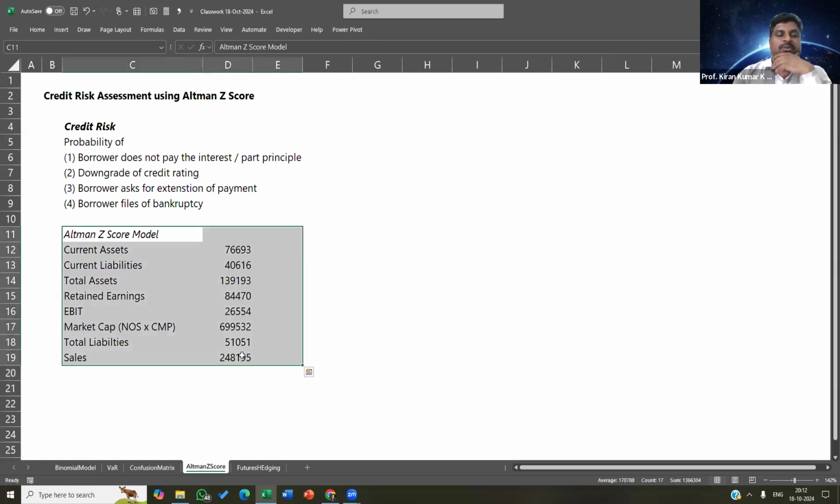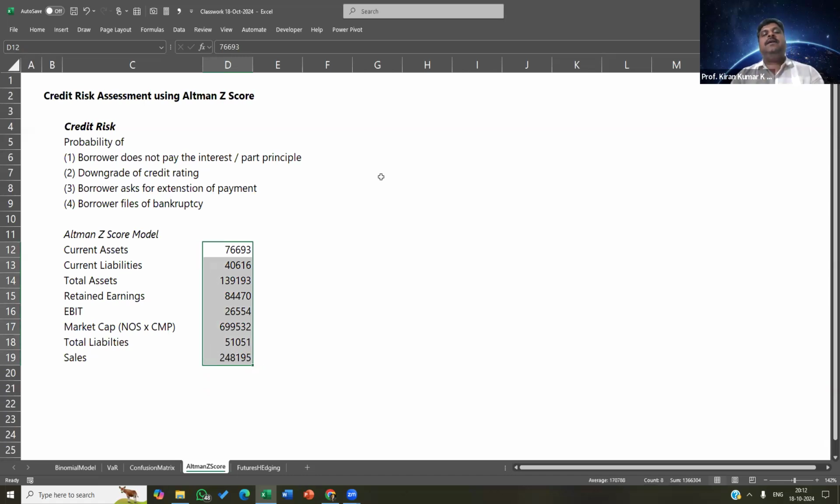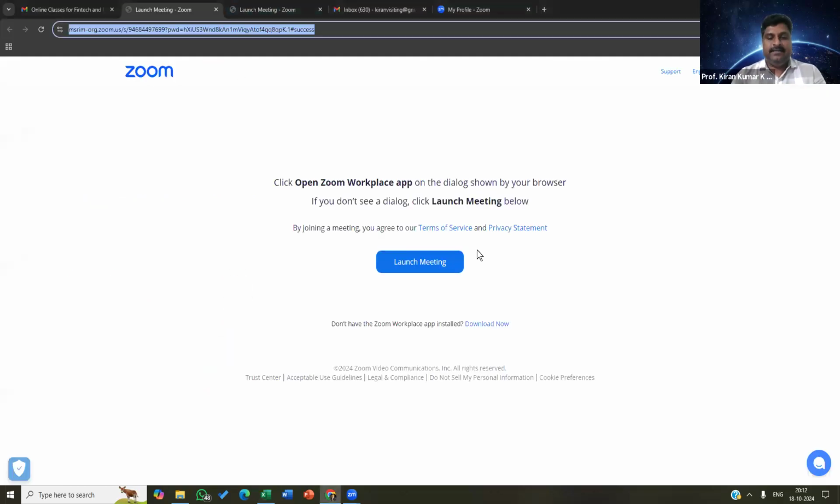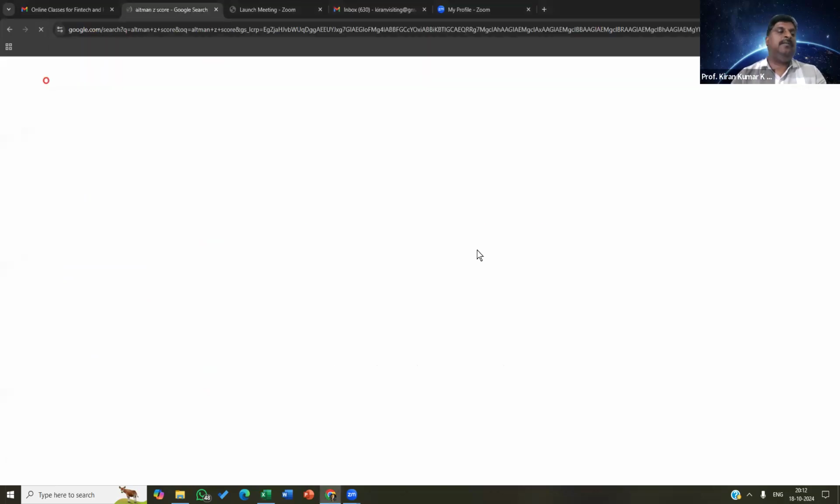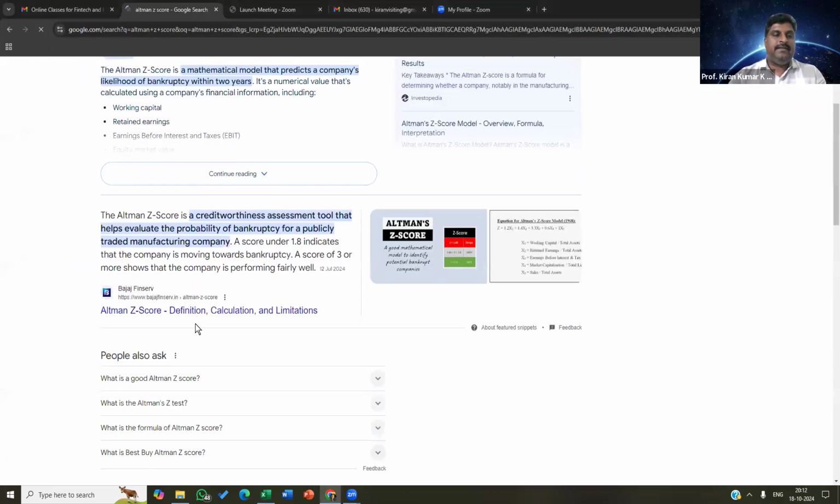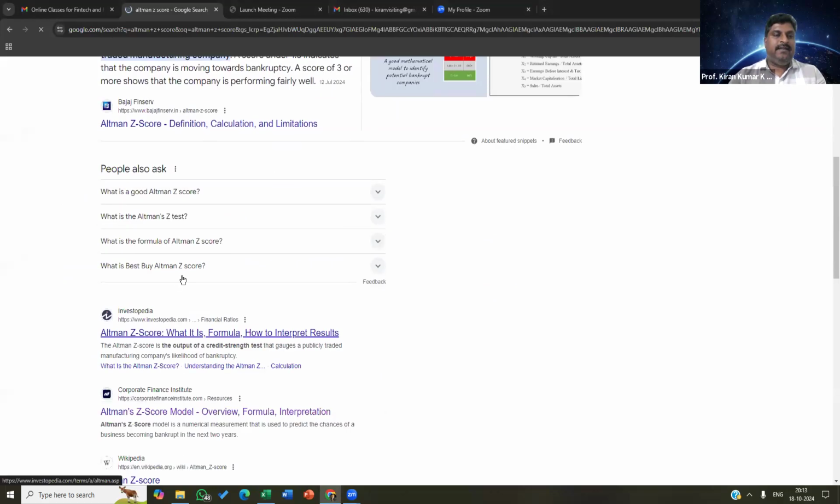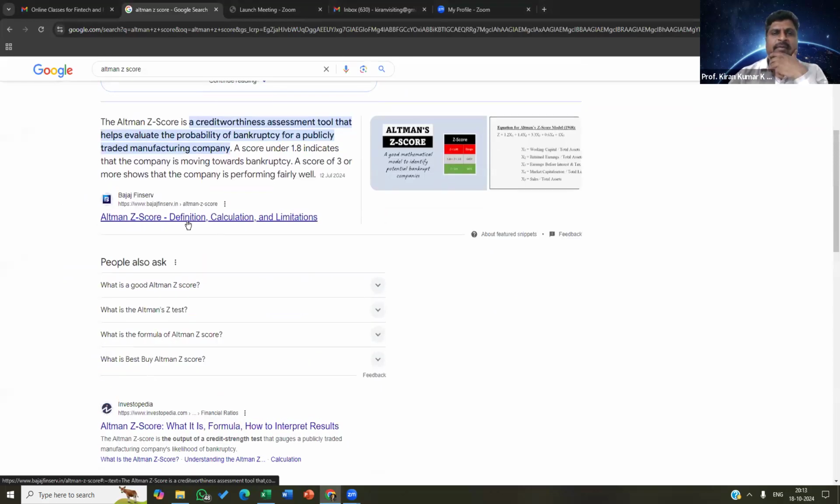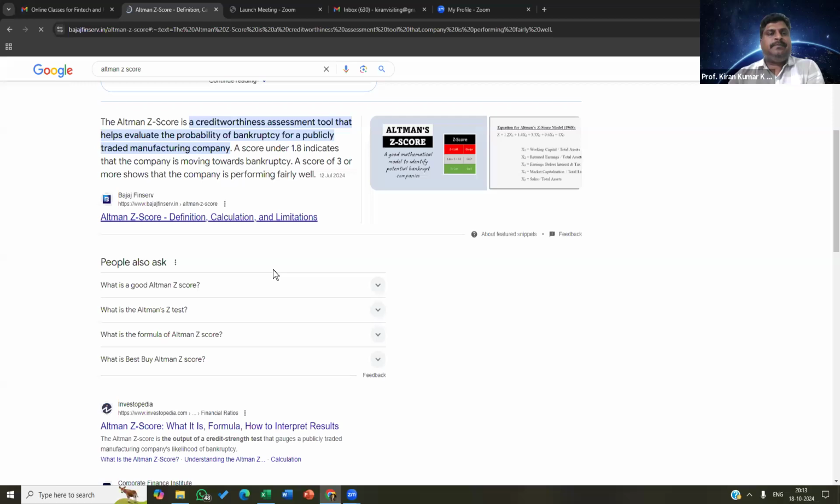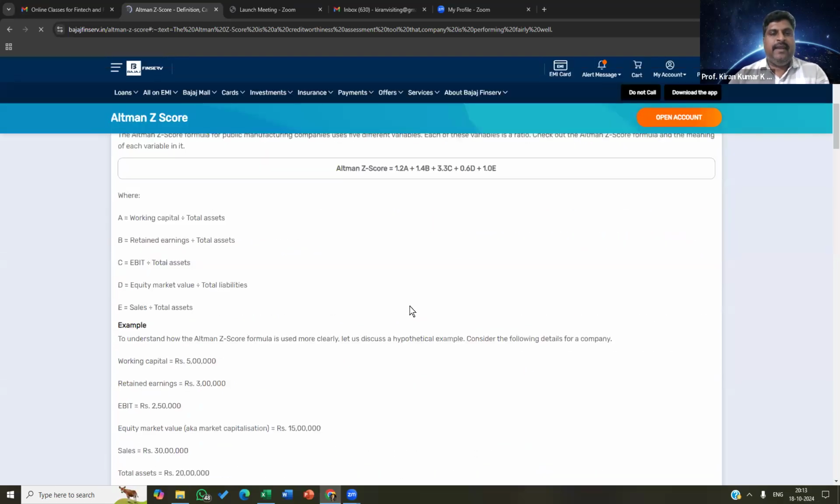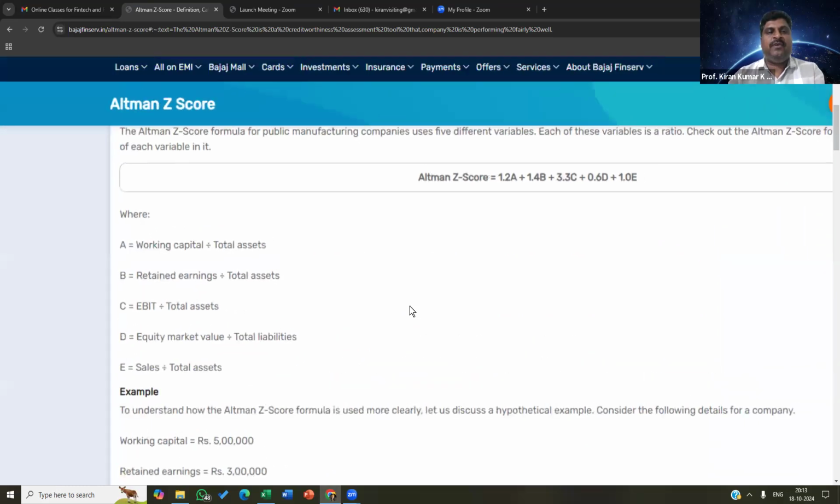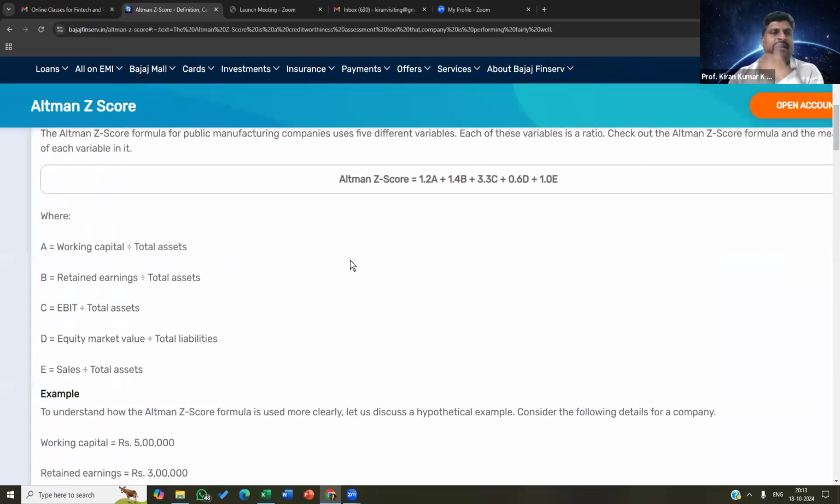Okay, so let's assume that we are able to collect this information. Now, how do we go about calculating this? First, let me open a website, any website which can give us the information about Altman Z score. All right. So I have a website of Bajaj Finserv. I think probably we can use that only. Okay, so there is an explanation given. Maybe this part, if you focus here, you can open any website and you can refer this.